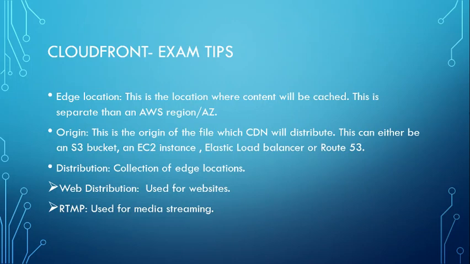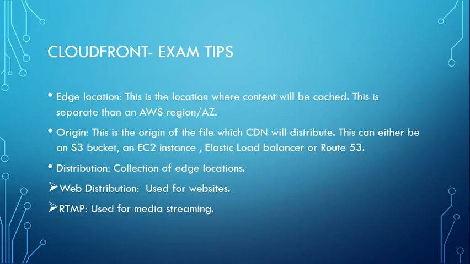So what is an edge location? This is the location where your content will be cached. It is not the same as a data center, availability zone or AWS region. And origin is the place where your data actually resides, where your parent data resides, where the data was made or is hosted. This is the origin of the file which the CDN will distribute, and it can be an S3 bucket, an EC2 instance, an ELB, or Route 53.